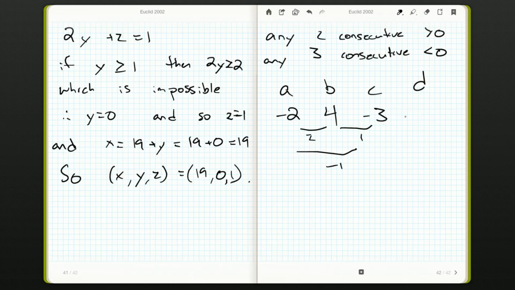Now D, C and D has to be positive, so it's got to be at least 4. That gives us 1. But now D and B outweigh C way too much. Okay.